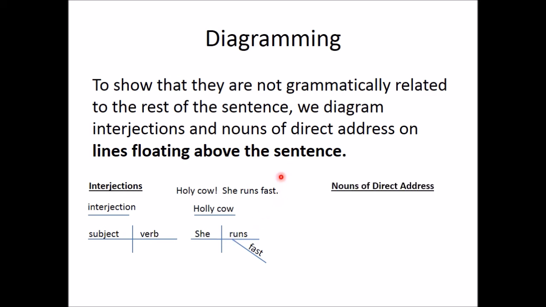So nouns of direct address, here's an example. Mom, we won the game. Again, we would put mom, which is the noun of direct address, on a floating line above the sentence diagram. We won the game, okay? And this is how you diagram interjections, our final part of speech, and nouns of direct address, our fifth noun job.